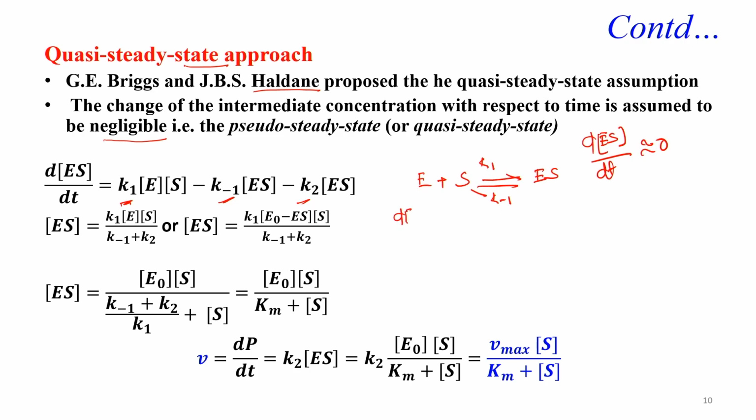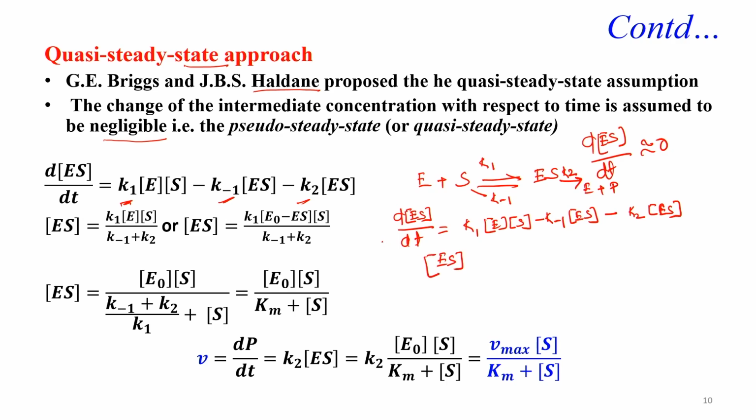So, if I write dES upon dt, this will be equal to K1 forward rate E S, backward minus K minus 1 ES, and further this ES is converted to E plus P. So, this further goes minus K2 into ES. Now, from here we have to calculate the value of ES. We have to repeat the similar exercise.